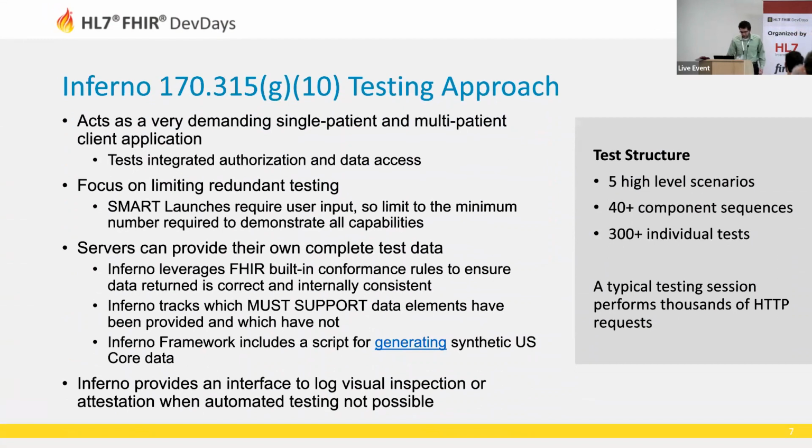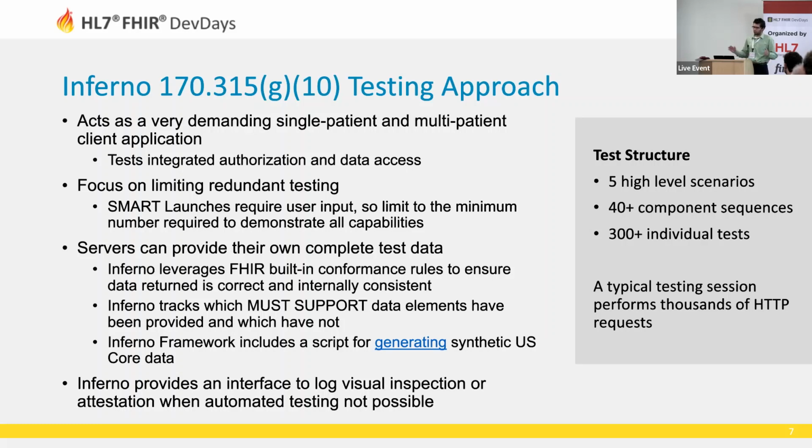All right, thank you, Keith. Before we get into the demo, I'm just going to give an overview of how testing is structured in the G10 test kit, since it is quite a comprehensive API criterion. In general, the philosophy is that Inferno is acting as a very demanding client, and it's going to perform reads for both a single patient API and a multi-patient API, because both of these APIs are required as part of the G10 criterion.